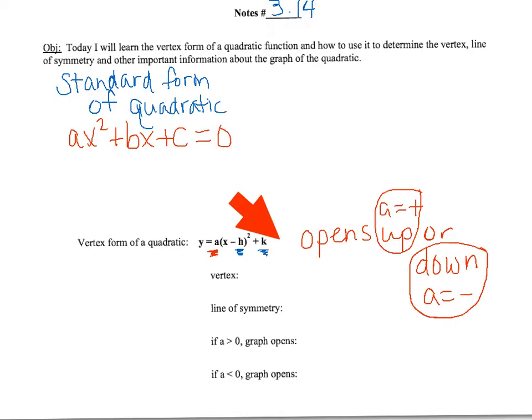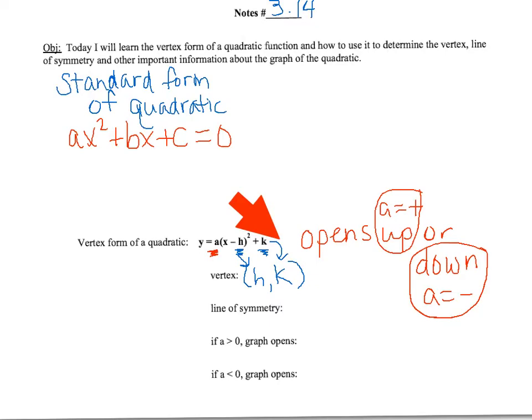Okay, so in the generic formula, the vertex form of a quadratic, your vertex can be determined. It will always be the ordered pair (h, k). So you will take the h out of the form, and that is your x coordinate of the vertex. You take the k out of the form, and that is the y coordinate of your vertex.